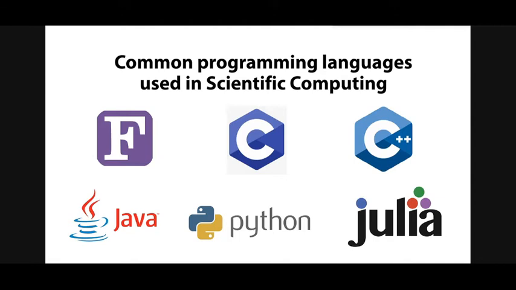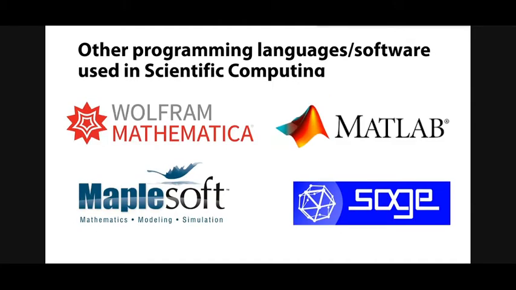But aside from these general purpose programming languages, there are also other programming languages or software which are used in scientific computing. So everybody is familiar with Mathematica. I think people from engineering are very, very familiar with MATLAB. And then there's MapleSoft. So a lot of people from math departments all over the country, they use Maple in conjunction with Mathematica. And then there's also an open source version of Mathematica and Maple, which is known as Sage.